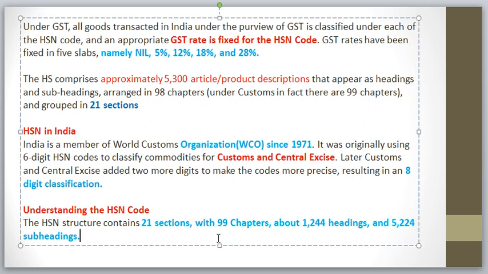Understanding the HSN code: in India there are 21 sections, 99 chapters, 1,244 headings and 5,224 subheadings in the HSN code. Let's look at the sections. There are around 21 sections. What goods come under these sections? Let's have a look right now.